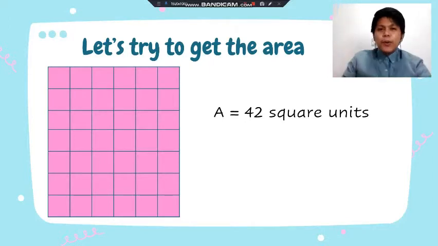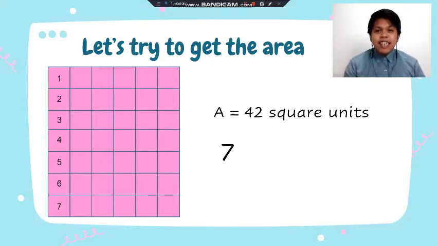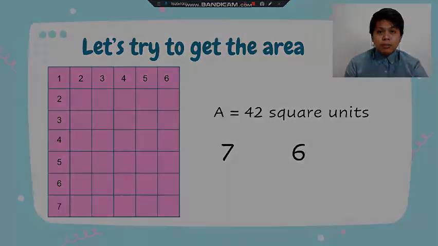So here's where multiplication takes place. The first thing that you need to do is to count the rows. So there is 1, 2, 3, 4, 5, 6, and 7. So there are 7 rows. Now the next one is to count how many columns there are. So there is 1, 2, 3, 4, 5, 6. So there are a total of 6 columns.